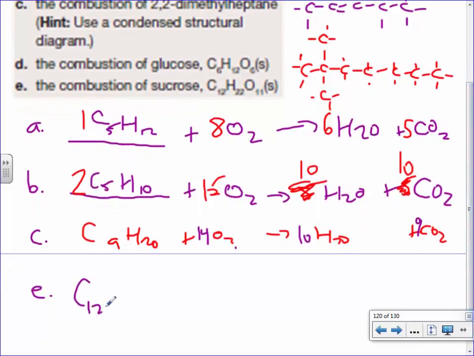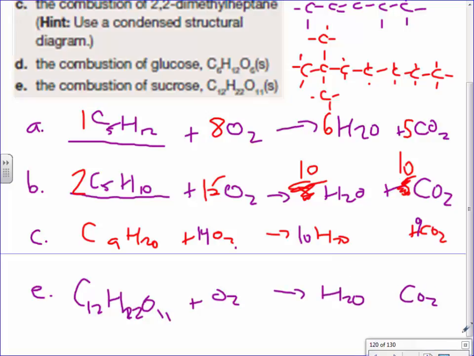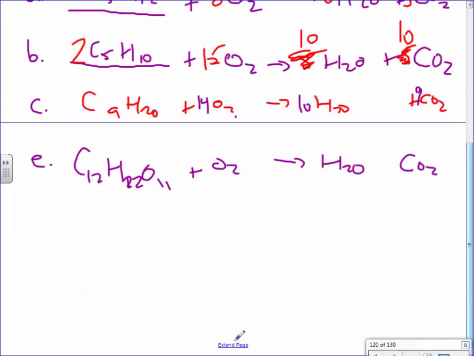So we're going to take C12, H22, O11. We're going to add it to oxygen, and we're going to make water and carbon dioxide. Now, one of the twists to this one here is that we actually have oxygen in 2 different locations. You guys see how there's oxygen here attached to the molecule itself, and right here? We have to account for that. But let's do oxygen last. Let's deal with the other molecules first.